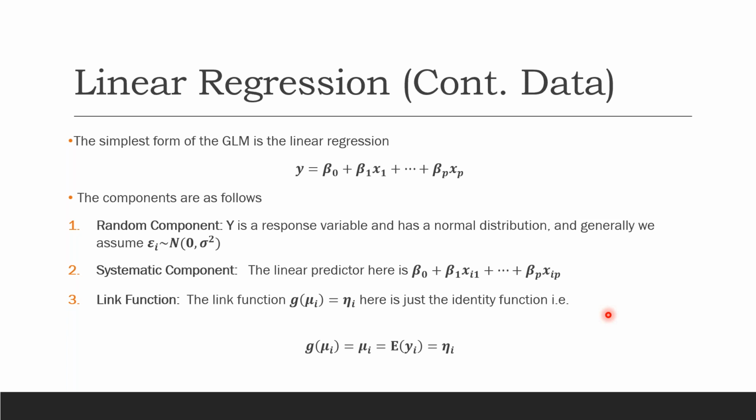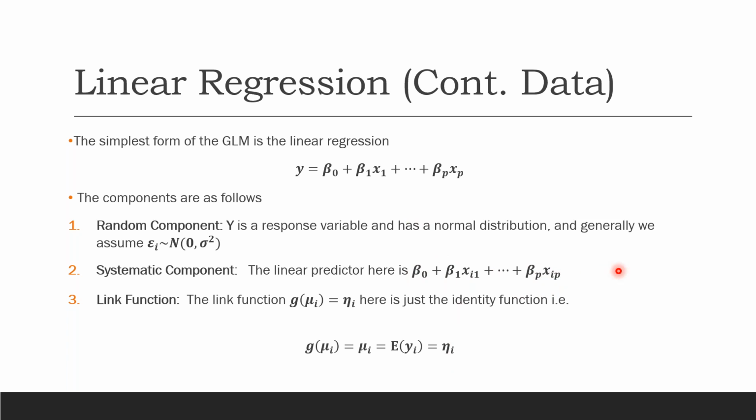Next is the systematic component. The linear predictor here is quite straightforward. It is just the linear combination of the explanatory variables as in the expression here. The link function here is just the identity function. That is g of mu is just equal to mu i, which is equal to the linear predictor here. This is our expression for the linear predictor.